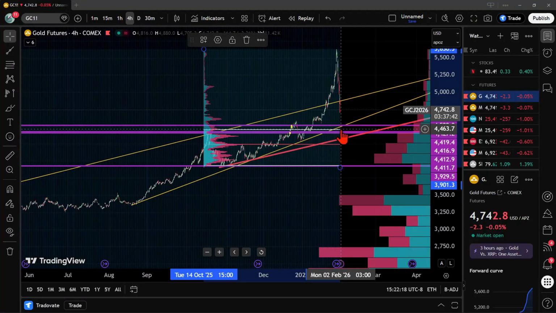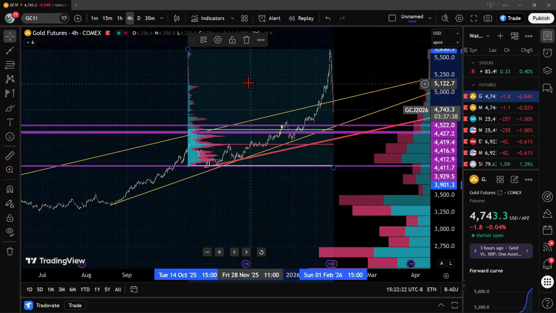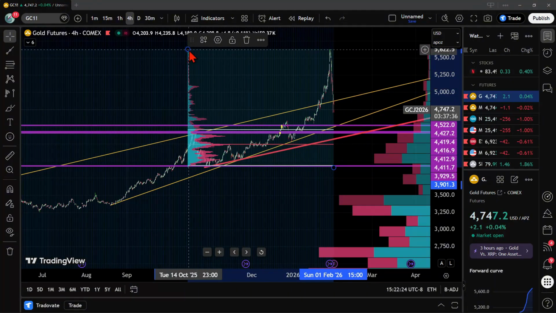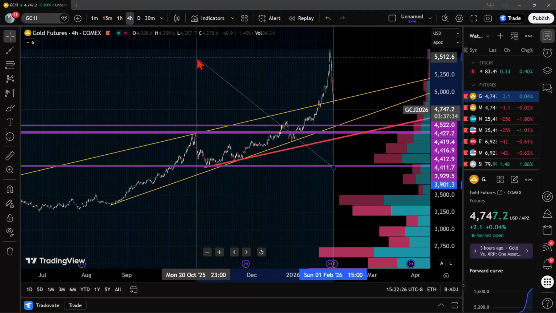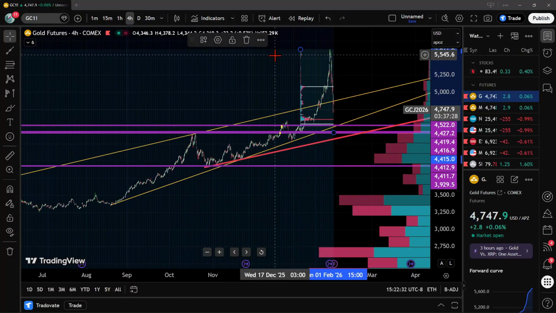So that's where I would assume, if it's going to keep going down, this is where it'll die off. This is all the buy power right here. It's right where I drew my purple line. Kind of adds up.